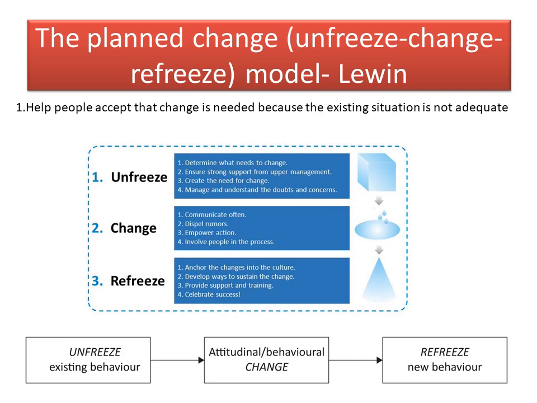The unfreezing involves determining what needs to change, ensuring strong support, creating a sense of urgency, the need to change, and managing and understanding the doubts and concerns that people will have. Then you need to institute the change by communication, dispelling rumours, empowering action, and involving people in the process. And then we need to anchor it, freeze it. So we need to anchor the changes, develop ways to sustain the change, provide support and training, and celebrate success. So a very, very important model of change.